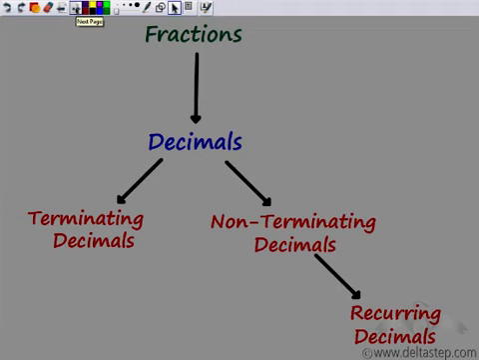So I saw that fractions could be converted to decimals, integers too. But if I convert fractions to decimals, what I get is either they terminate or they do not terminate, which is terminating decimals or non-terminating decimals. Further, these non-terminating decimals, if they follow a sequence, if some digits are being repeated again and again, I can say that those decimals are recurring decimals.